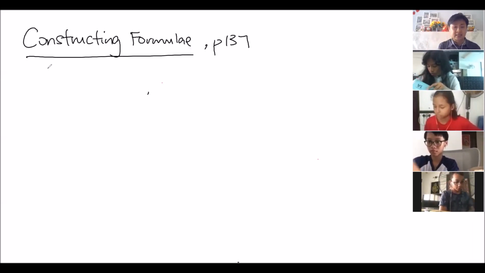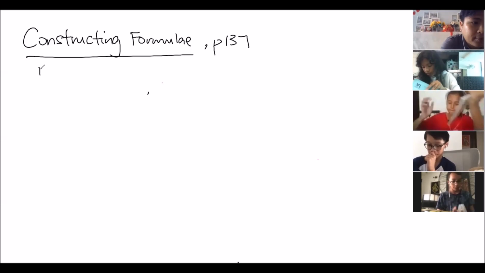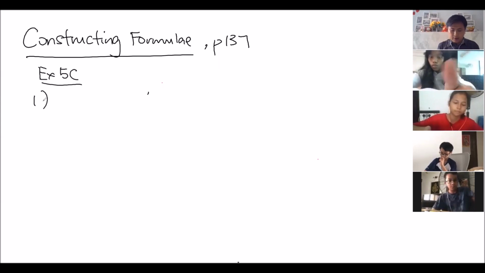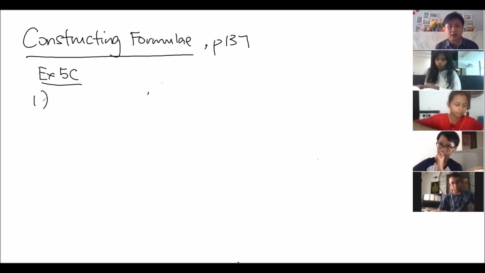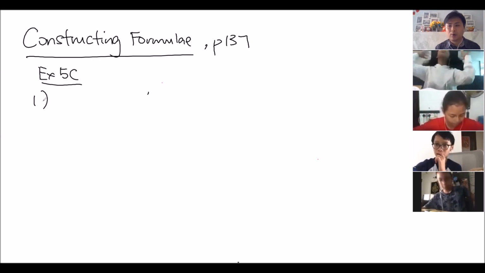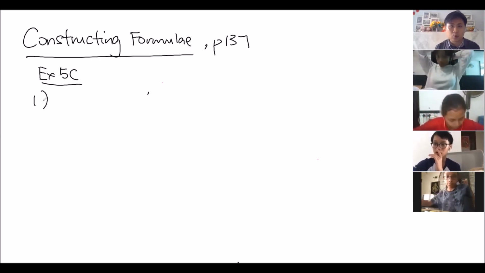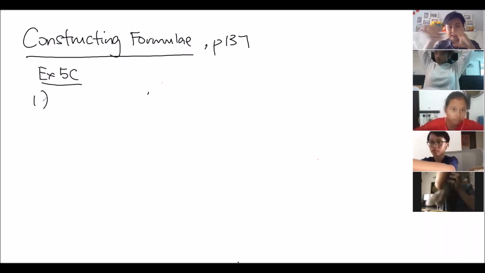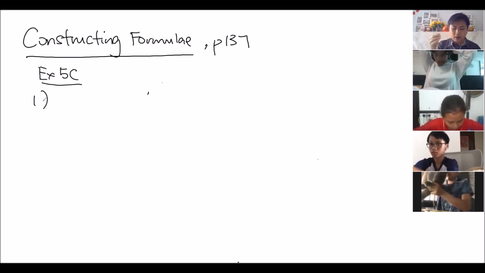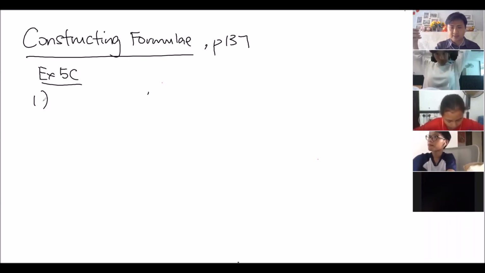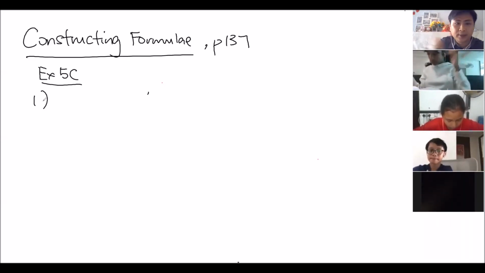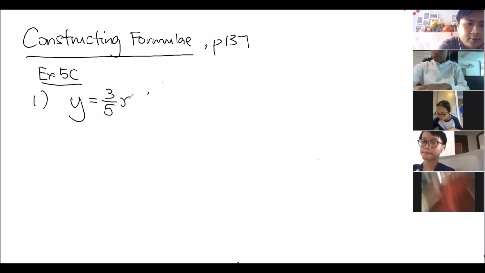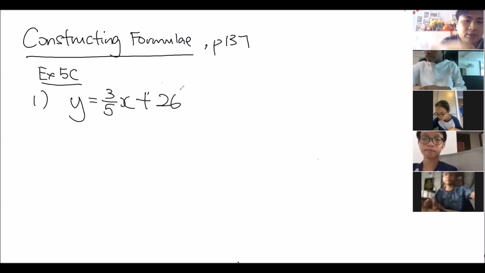Right, so if you look at exercise 5C, question 1. They gave you a formula here. Now, how does a formula look like? A formula will always have an equal sign in the middle. Also, you have A equals half times base times height. That is called a formula. Or in question 1, y equals 3/5 x plus 26. This is also called a formula. So first of all, you copy down the question first.